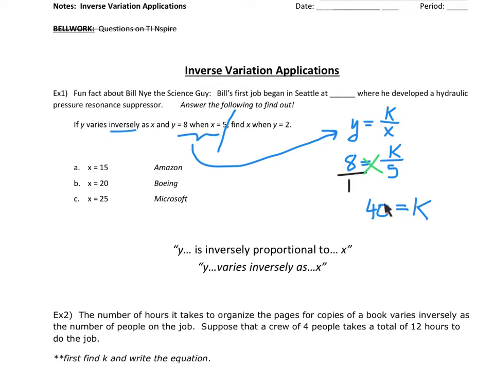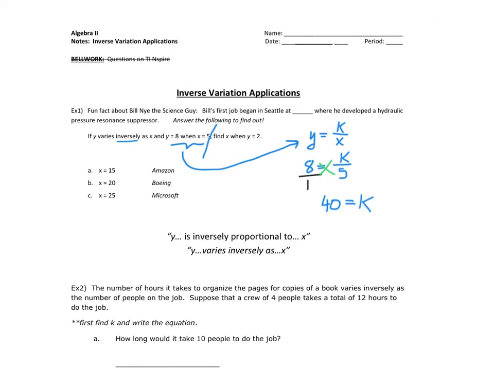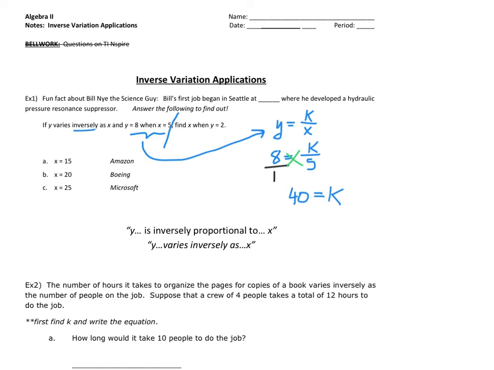Now, we haven't figured out the answer yet. Now we need to find a new x given a y value. So that's a little part 2 of this problem, where we can take this known information with our equation, 40 being the constant. That's the equation of variation now, and we can use this to find x when y equals 2. If y is 2, we plug it in. 40 we know is the constant. It's always that. It's a constant. Find x. We don't know x.